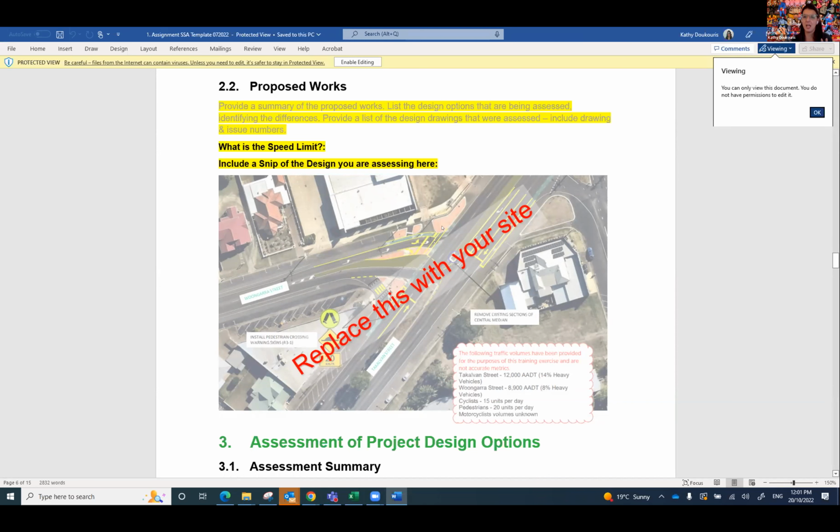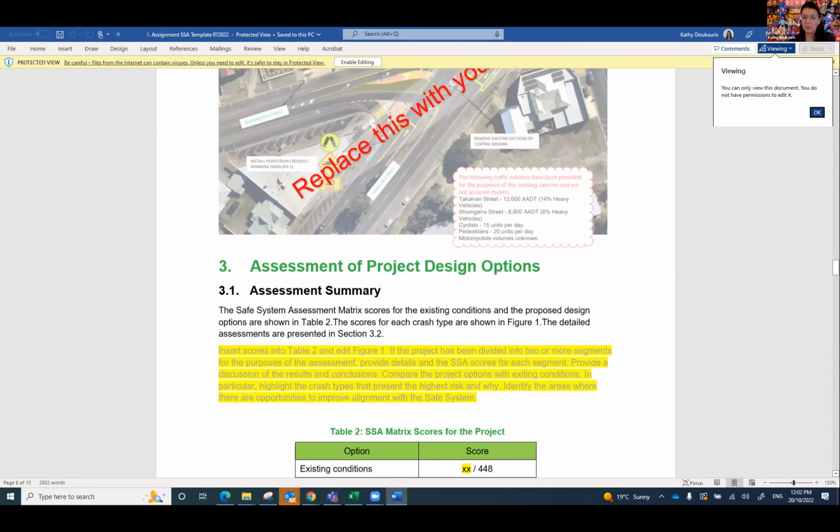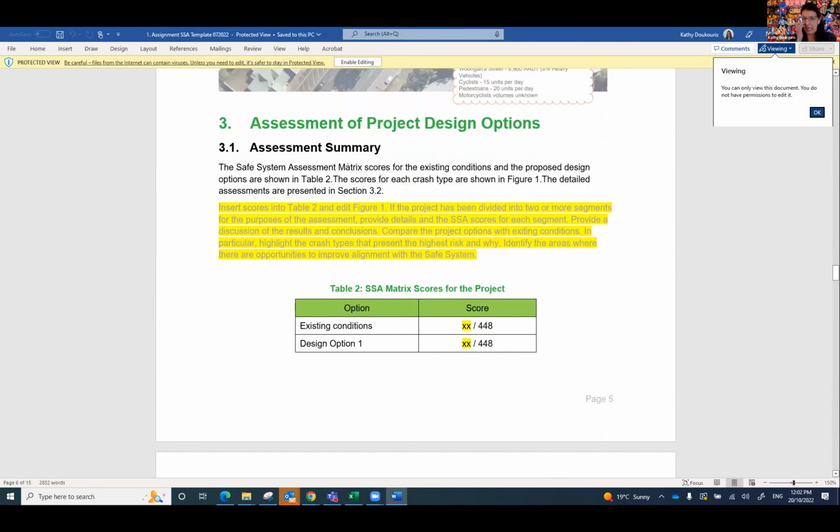So this is a training purposes exercise, so it may not necessarily be real. You need to tell us what the speed limit is, so pop that in there. So again, anywhere you see anything highlighted. And then we'll jump back to the assessment summary.